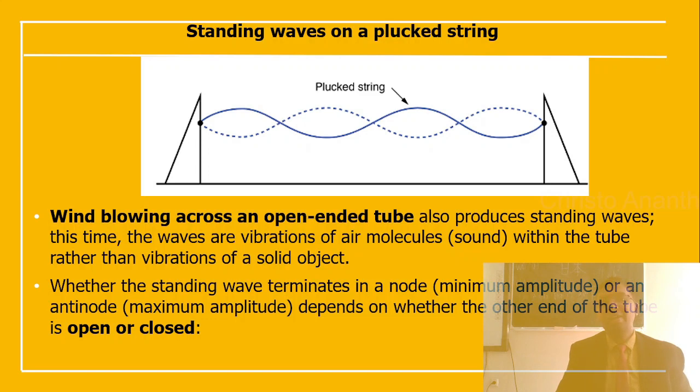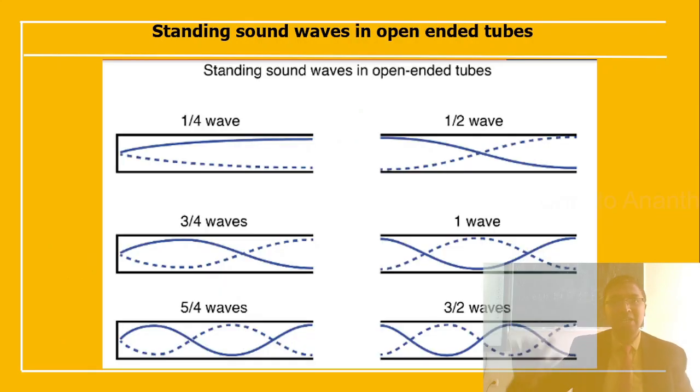Okay, so wind blowing across an open-ended tube also produces standing waves. The waves are nothing but vibrations of the air molecules, which can be compared with the sound within the tube rather than vibration of a solid object. Whether the standing wave terminates in the minimum amplitude, which is the node, or the maximum amplitude, which is the antinode, depends on whether the other end of the tube is open or closed. So we'll see over here.